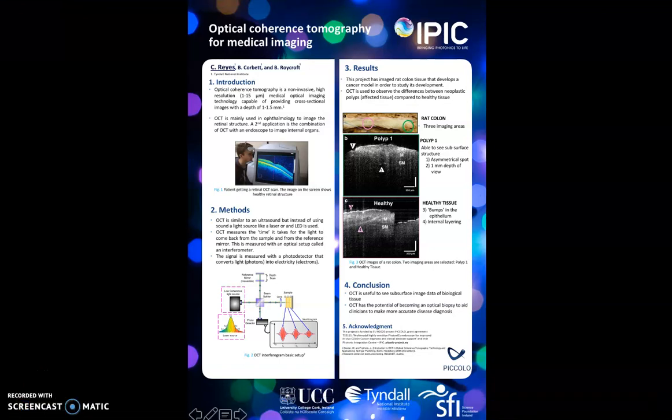So hello everyone, my name is Carlos. The title of my poster is Optical Coherence Tomography for Medical Imaging. I am a researcher working in Tyndall National Institute, which is part of University College Cork. So here's my poster, and we'll talk about an introduction, the methods, the results, and finally a conclusion.